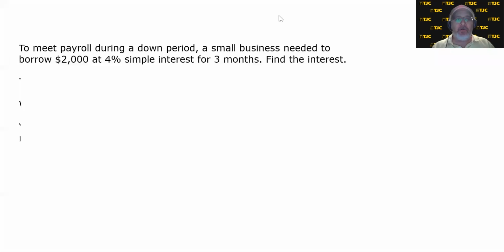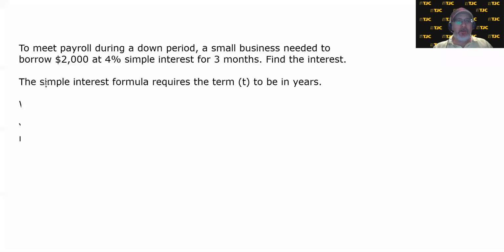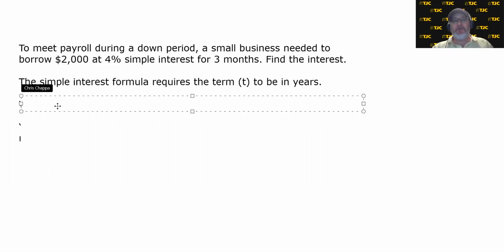To meet payroll during a down period, a small business needed to borrow $2,000 at 4% simple interest for 3 months. Find the interest. Normally, this would be a fairly straightforward problem. The only issue is the term is given in months instead of years. But the simple interest formula requires the term T to be in years. So all we have to do is convert months to years.